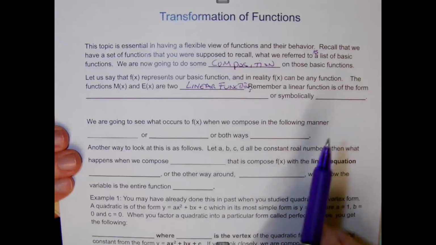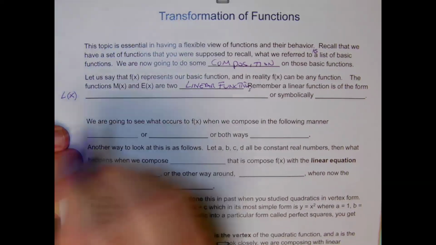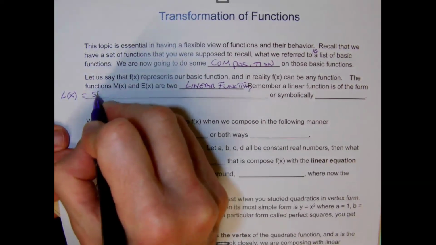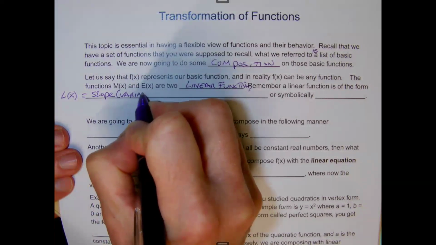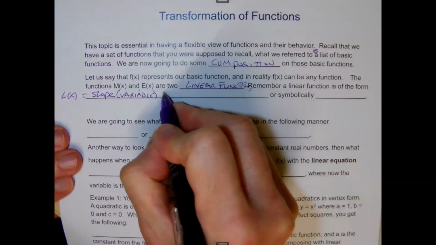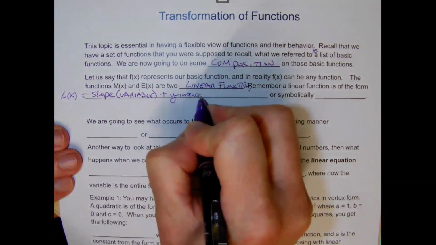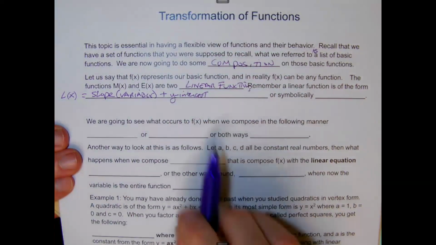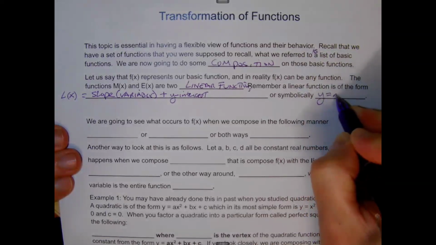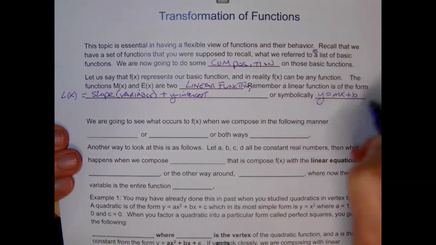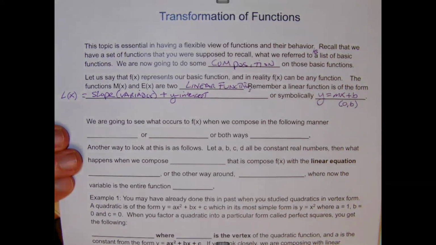So, remember, linear functions of the form L of x, and then we have the slope of the line times your variable, plus the y-intercept. And more precisely, the y component of the y-intercept. Or symbolically, the way you're more used to seeing it, mx plus b, where again, b is the y-intercept in that form. Great.